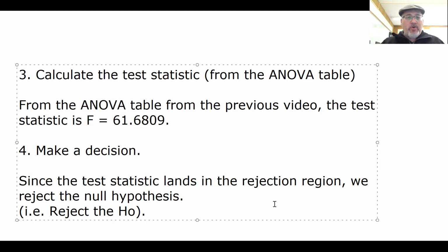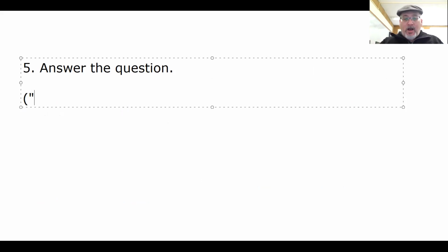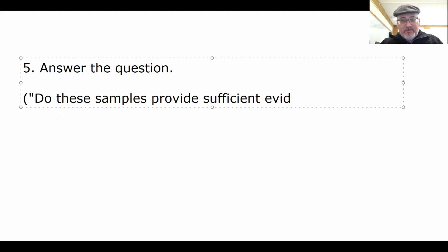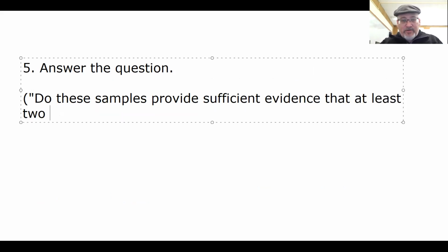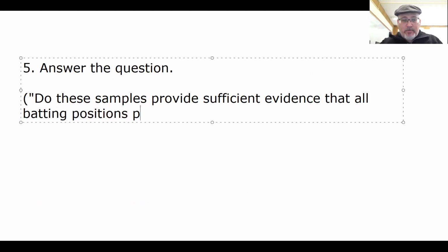Okay, so now that we've done that, what conclusion can we make? At no point did I actually pose the ANOVA test as a problem. We just kind of jumped into it. But in general, your last move is to answer the question. And no question was actually provided, so let's go ahead and provide one real quick. Do these samples provide sufficient evidence that at least two different, let's ask the positive question, that all batting positions produce the same number of hits?